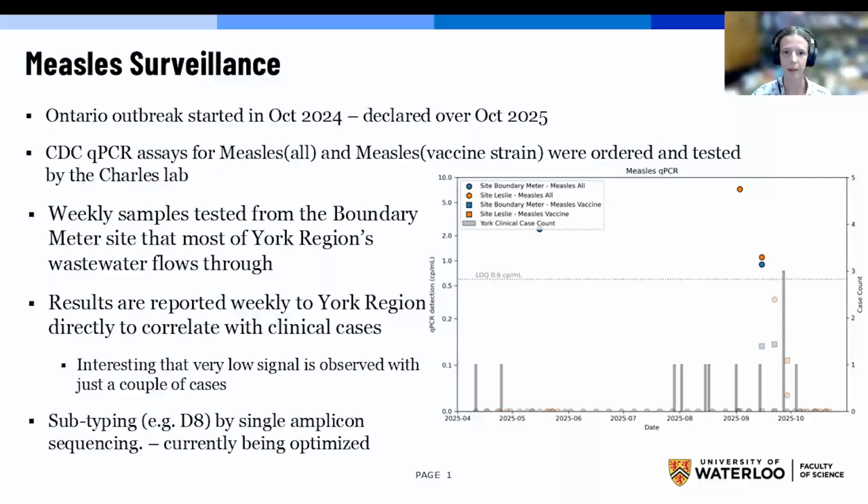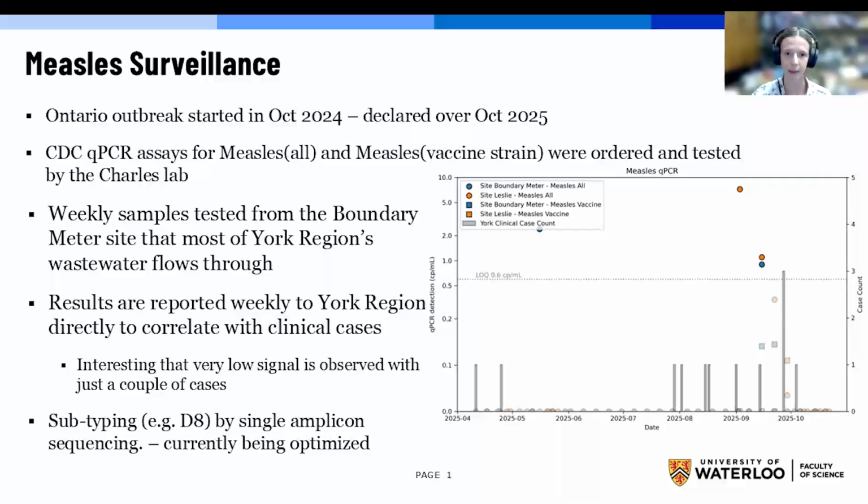Okay, next I would like to present our work so far on measles detection. During the recent Ontario outbreak, we adopted 2 CDC qPCR assays, which were designed for clinical testing, and optimized our workflow to make use of them on wastewater samples. The first, which we call measles all, captures any human measles variants, including the vaccine strain. If we receive a detection for this measles all assay, we then test with a second assay, which only detects the vaccine strain. If we don't get a detection for the vaccine strain, then the all measles signal must have been from wild type. But if we do get a vaccine detection, we know that at least some of that all measles signal can be explained by vaccination.